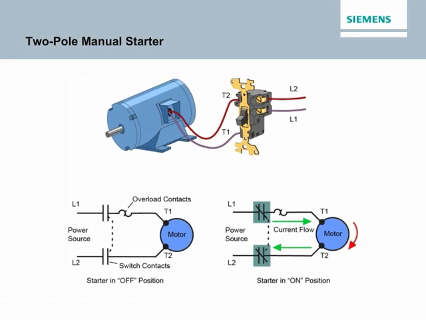When the switch is in the off position, the switch contacts are open and current cannot flow through the motor. When the switch is in the on position, the switch contacts are closed, current flows through the motor, and the motor runs, unless an overload condition causes the overload contacts to open.